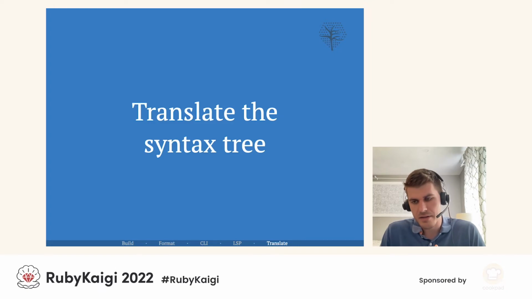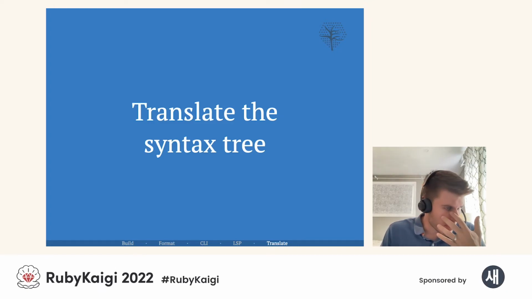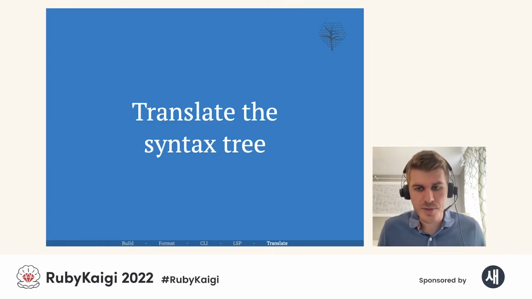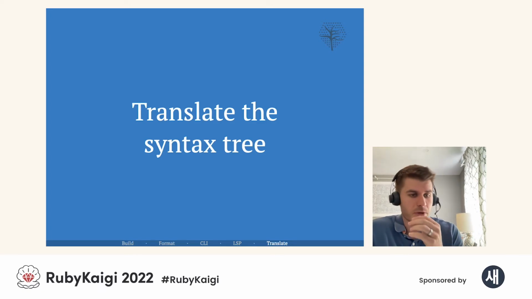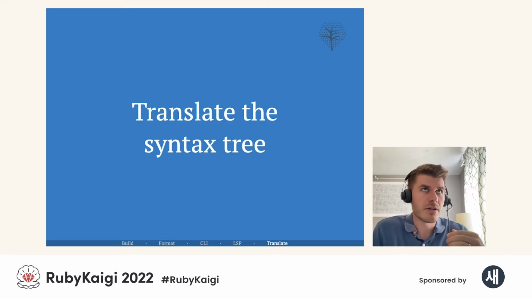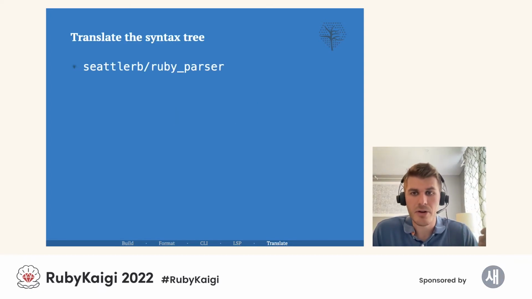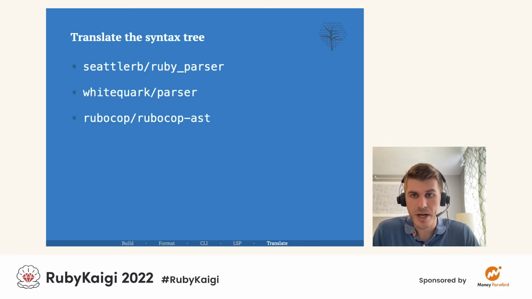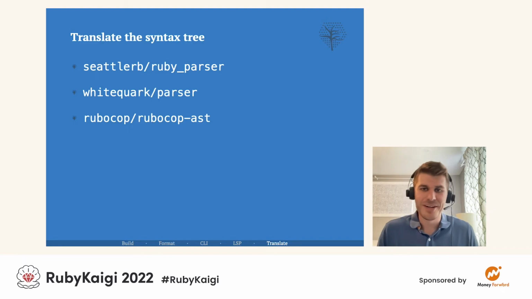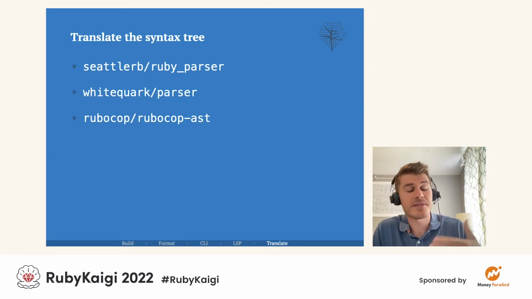Ripper is not incredibly well documented. There's a lot of functionality in it that changes between different even patch versions, and it's been difficult to work with. So people have typically reached for either the Ruby parser gem or the White Quark parser gem, or the RubyKaigi AST gem, which is just a derivation of the White Quark parser gem. These gems provide access to a parser, but it's not the standard library parser.